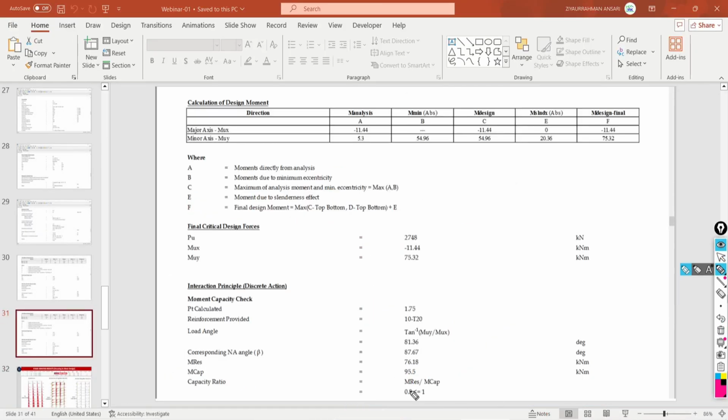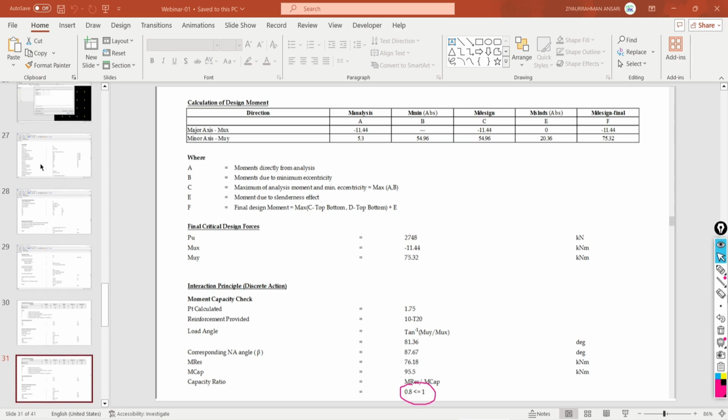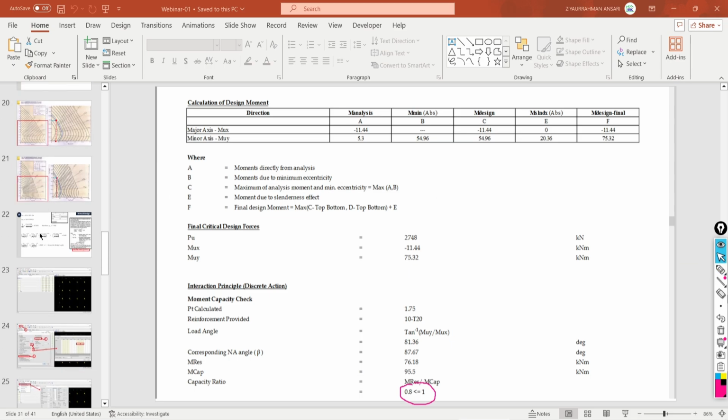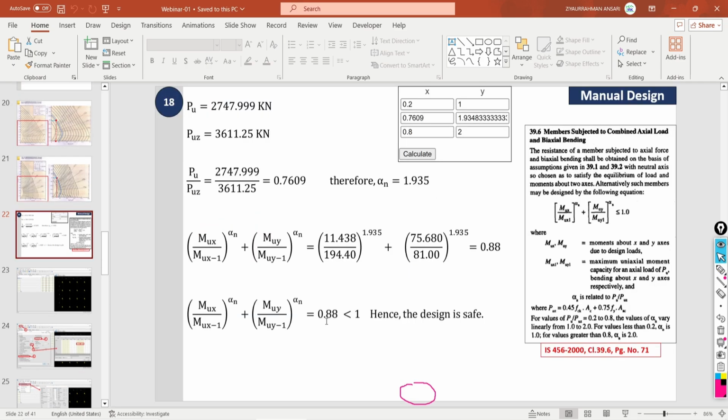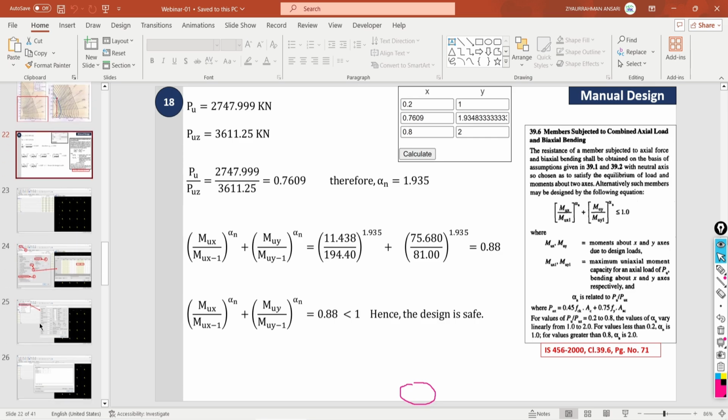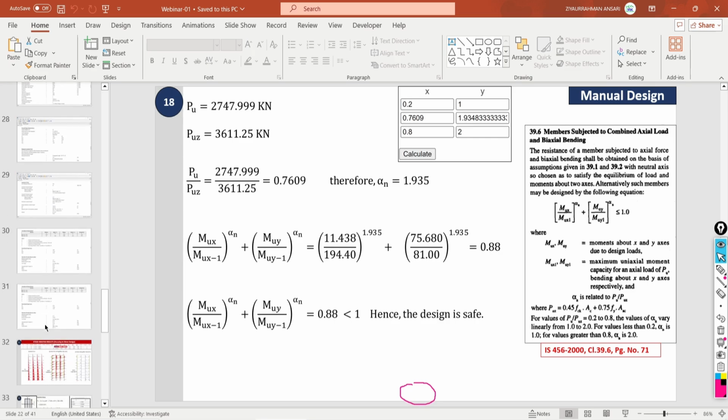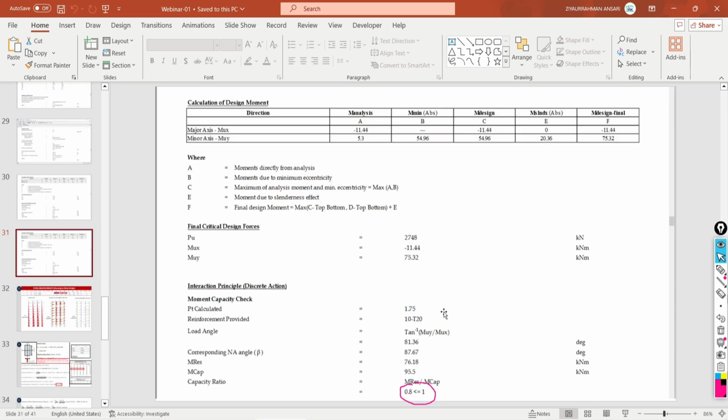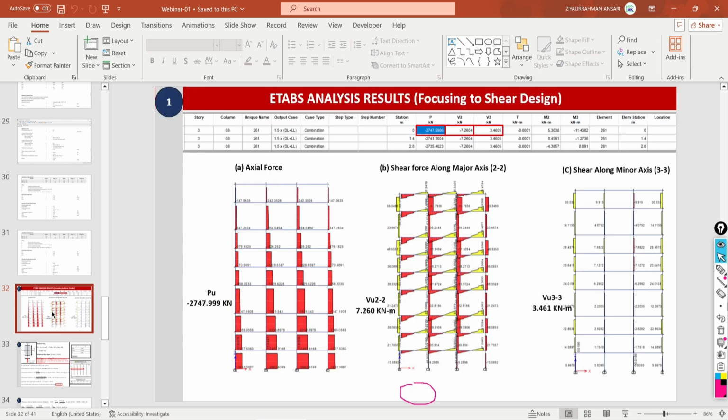See, the value is 0.8, and in our calculation how much is it? In our calculation it is also 0.88. So exactly the results are matching. It is not wrong. So flexural design is 100% matching. Now looking at the shear design.